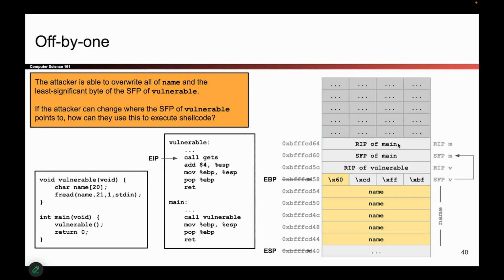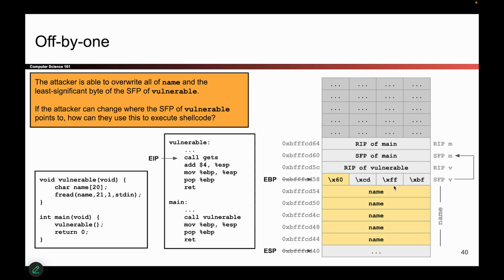So all of this is to say the EBP and the SFP, which is just the saved version of EBP from the previous stack frame, is useful for finding things on the stack. And in particular, the way we can find the RIP of main is we can take this value, go to that address, that's the SFP of main, add 4, find the RIP. So that's what this value does, helps us find the RIP of main.